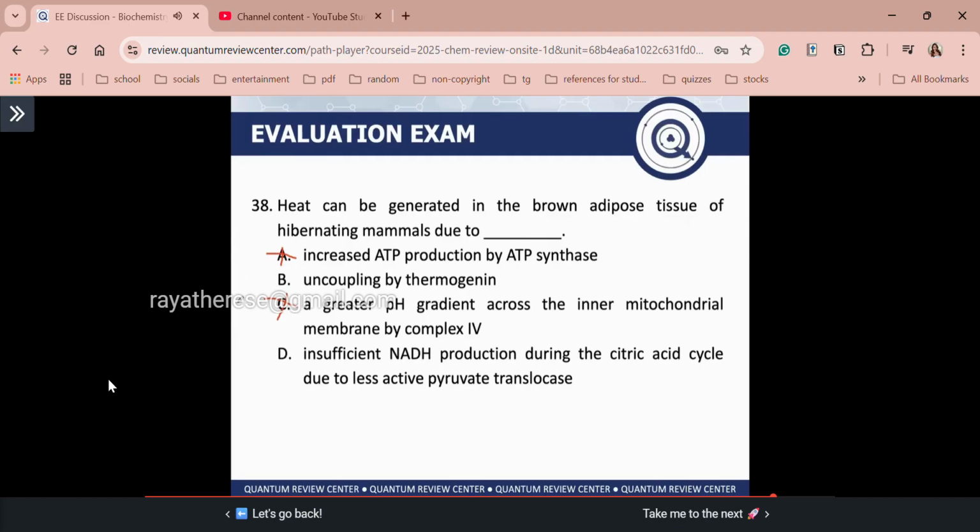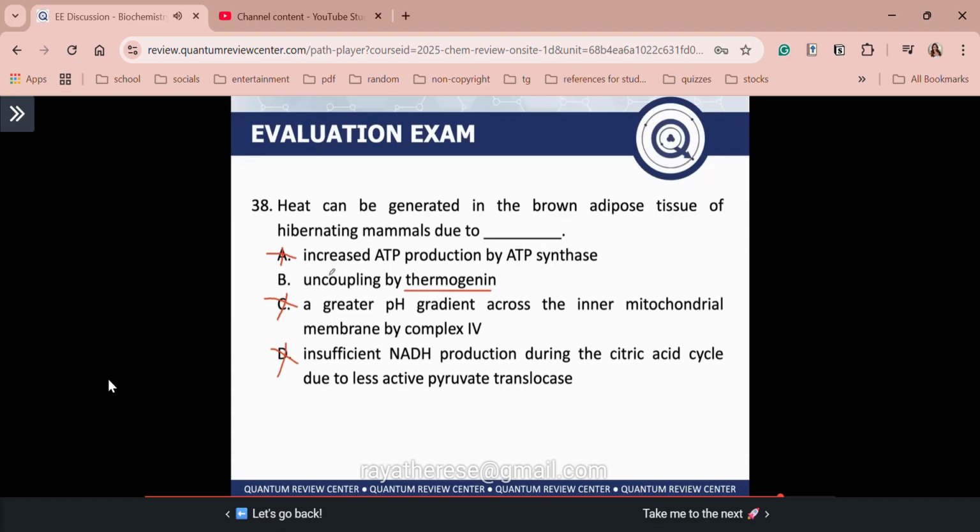Okay, letter D, as I have said earlier, says a lot, but this is not actually the correct answer. Insufficient NADH production during the citric acid cycle due to less active pyruvate translocase. It's very obviously incorrect. The heat is not powered by ATP generation, or rather your proton gradient generation. So remember, we have your biological uncoupler thermogenin that is stored in your adipose tissue. We call the process non-shivering thermogenesis. Okay, and this is mediated by our protein thermogenin or your UCP1 protein, the uncoupling protein 1.